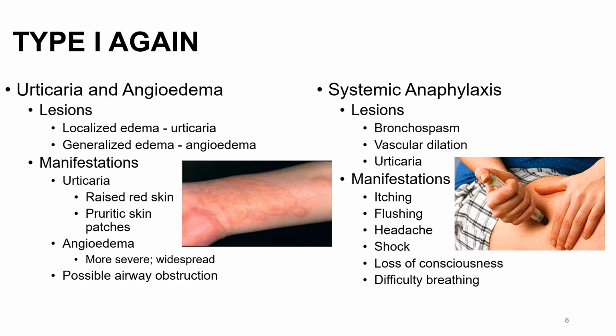Systemic anaphylaxis. This is where type 1 hypersensitivity becomes life-threatening. Lesions include bronchospasm, widespread vasodilation, and urticaria. Manifestations include itching and flushing, hypotension and shock, loss of consciousness, and difficulty breathing.